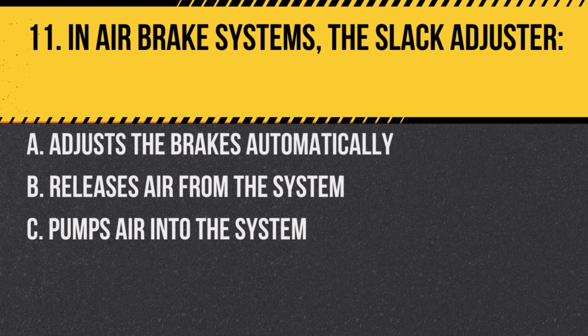Question 11. In air brake systems, the slack adjuster: A. Adjusts the brakes automatically. B. Releases air from the system. C. Pumps air into the system. Answer: A. Adjusts the brakes automatically. It ensures brakes are not too tight or too loose.